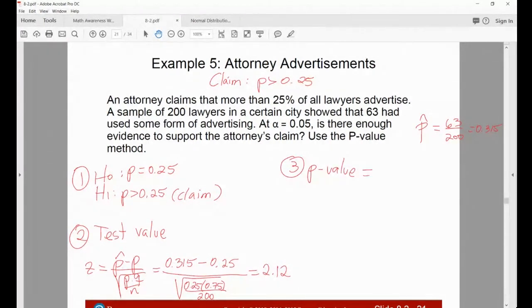So what type of test is this? Left tail, right tail, or two-tail? It's a right tail test. So the p-value will be the area to the right of 2.12. So this is the normal distribution. This is 2.12. So the p-value will be equal to this area.